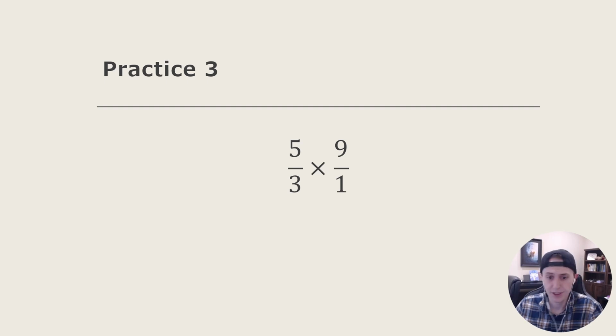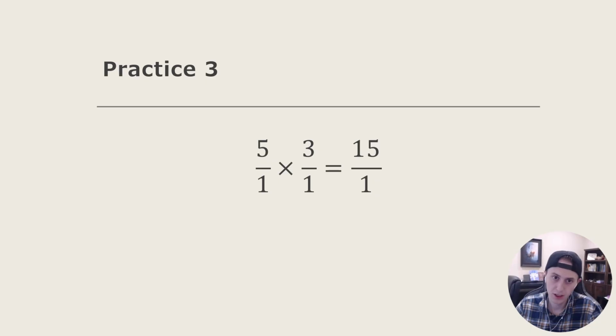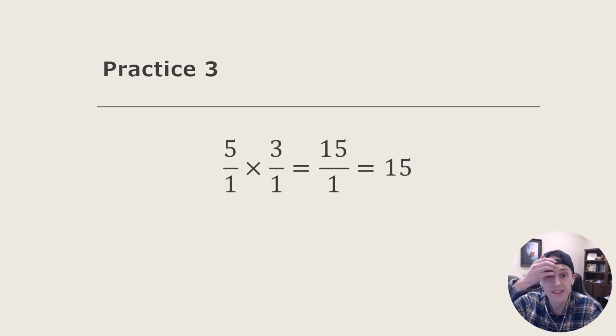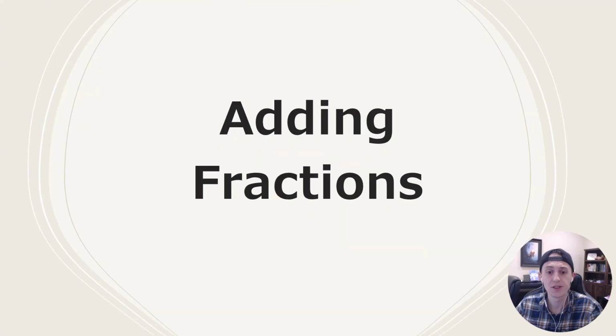Already way easier to solve, but let's simplify it more. I see this 9 in the 9 over 1 and this 3 in 5 over 3 can also be divided by 3. So now we have 5 over 1 times 3 over 1, which is just multiplying across, 15 over 1, which is 15. And that's all that dividing fractions requires. You need to remember to flip that second fraction and multiply across instead. Easy peasy.